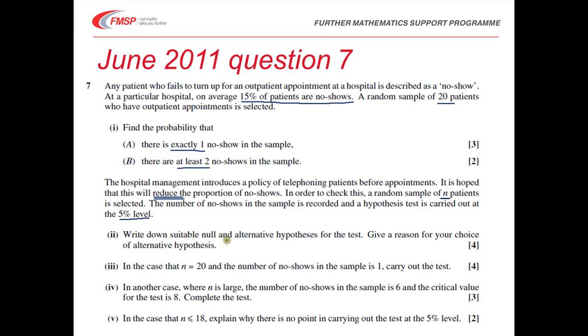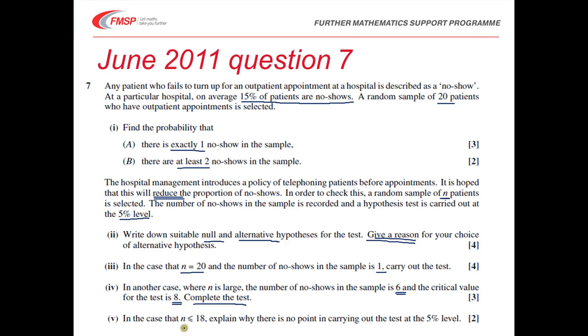What you have to do is to write down your null and alternative hypotheses, and give a reason for your choice of alternative hypothesis. We're then given a value for n and 1 no-show in the sample and asked to carry out the test. And then we're given a situation where n is large. We're not told what it is, but we are told the critical value for the test, so we don't need to know that. And we've got 6 no-shows, and you're just asked to complete the test.